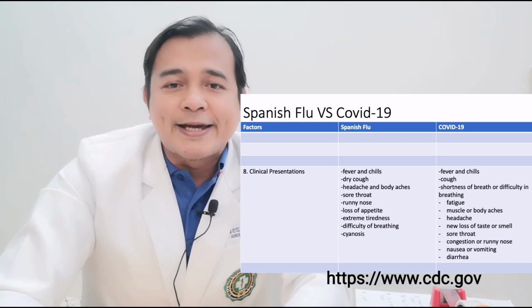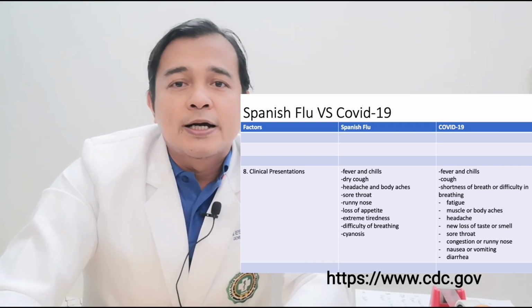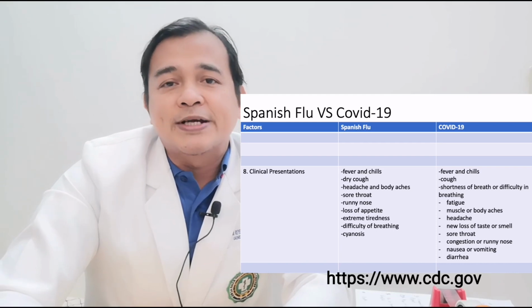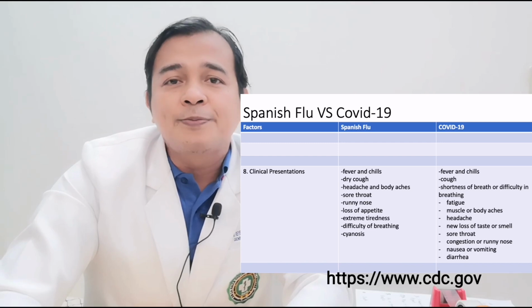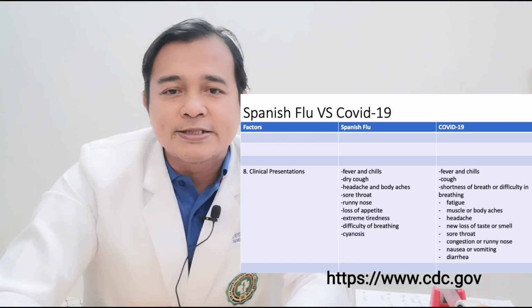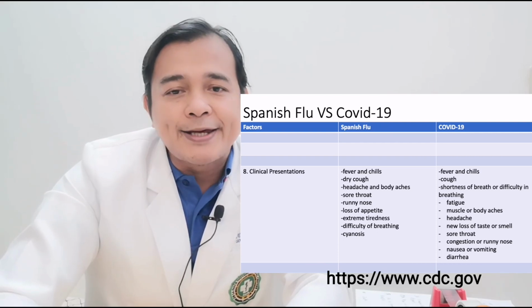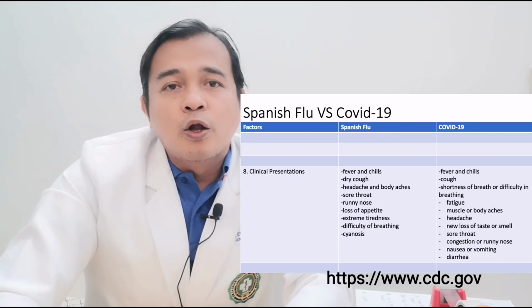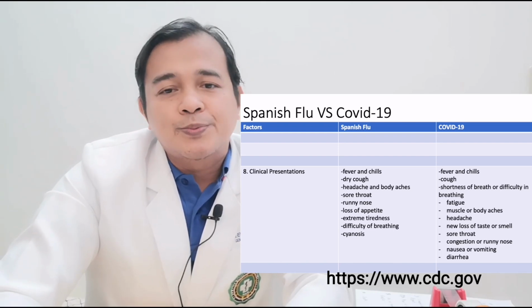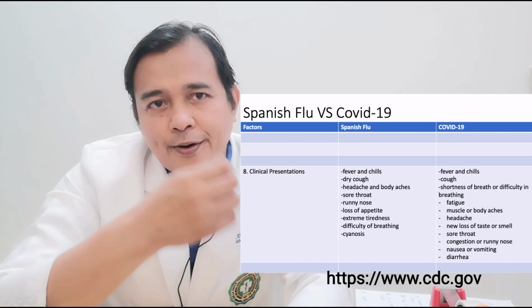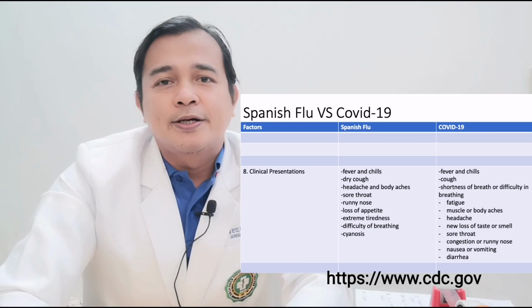While for COVID-19, the signs and symptoms are almost the same. So we have fever and chills, dry cough, shortness of breath or difficulty of breathing for moderate to severe cases, fatigue, muscle and body aches, headache, new loss of taste or smell, sore throat, congestion or runny nose, nausea and vomiting, and diarrhea.